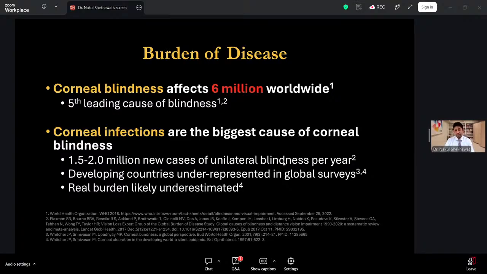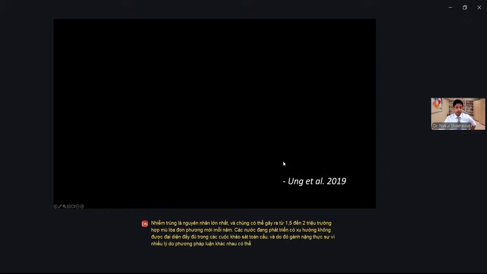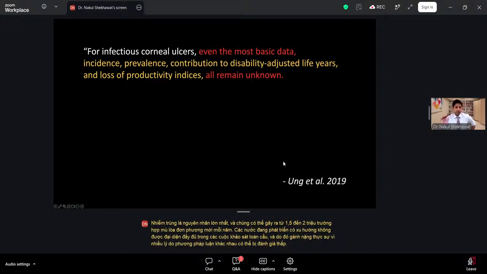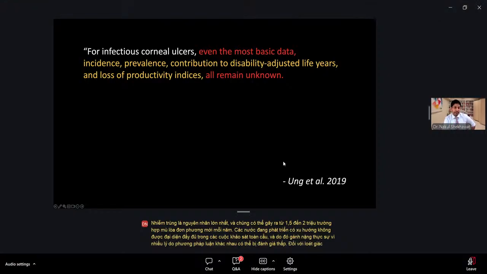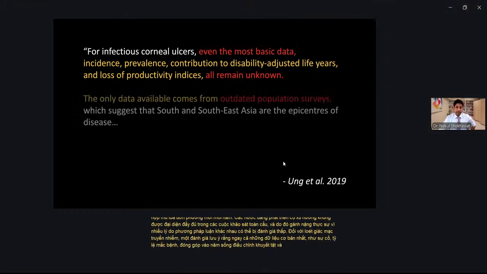Developing countries tend to be underrepresented in global surveys, and so the real burden for various methodologic reasons is likely underestimated. For infectious corneal ulcers, a review noted that even the most basic data, like incidence, prevalence, contribution to disability-adjusted life years, and loss of productivity indices, all remain unknown.